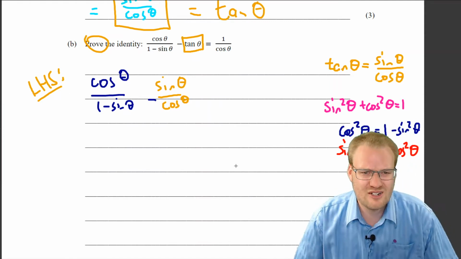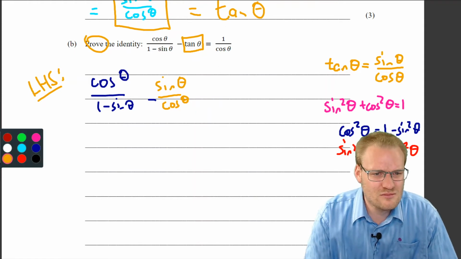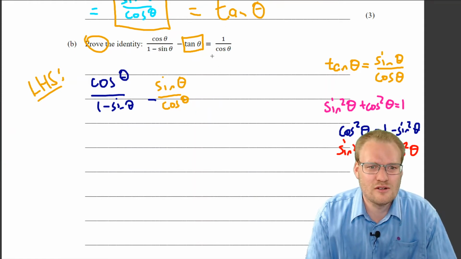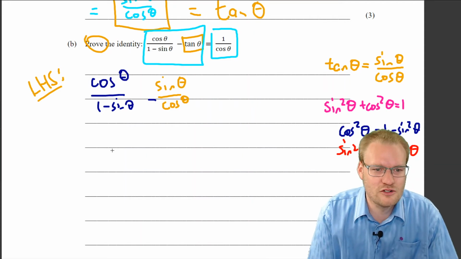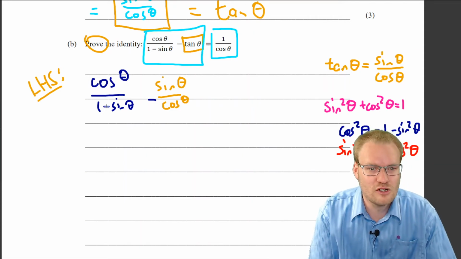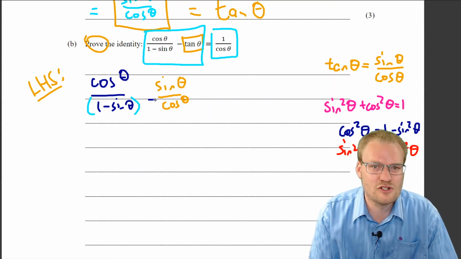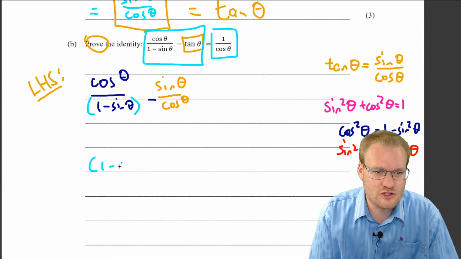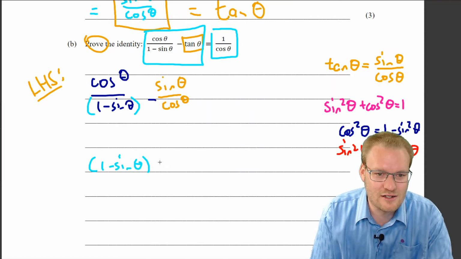Then we ask ourselves, what can we do in our next step? Well, what do you think we could do? This thing we're trying to turn it into is one fraction, and it would probably be simpler if we turned this whole thing into one fraction. We're going to need a lowest common denominator. If in doubt, just multiply these two. So our lowest common denominator is 1 minus sine theta, times cos theta.